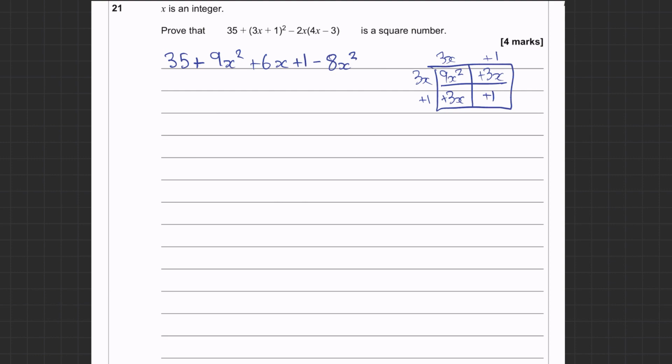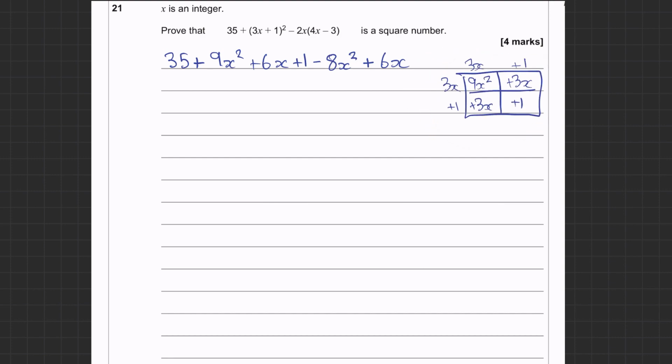Because 2 times 4 is 8, and x times x is x squared. And then minus 2x times minus 3 is plus 6x. Just move that out of the way a minute. We want to simplify this down. So we've got 9x squared, minus 8x squared, so we've dealt with that. And then we've got 6x and plus 6x, so we've got plus 12x. And then we've got 35 plus 1, which is plus 36.